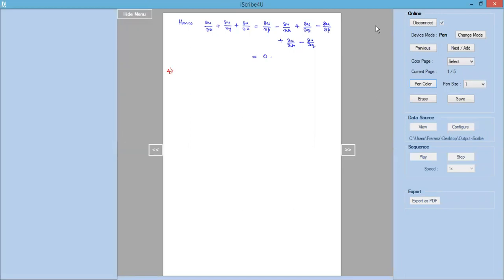So fourth one: if u is equal to a function of x/y, y/z, z/x, then prove that x ∂u/∂x + y ∂u/∂y + z ∂u/∂z is equal to 0.